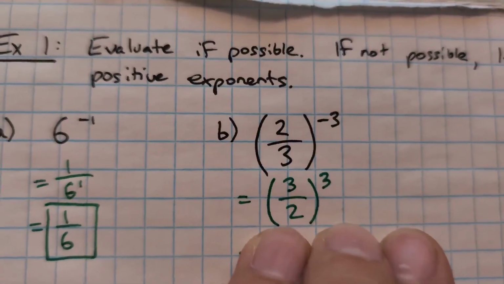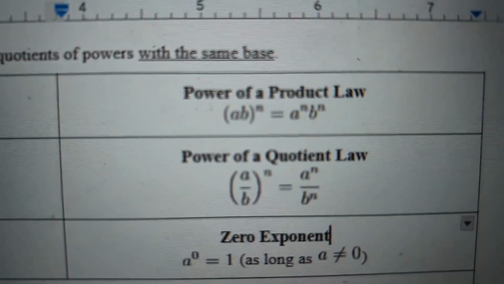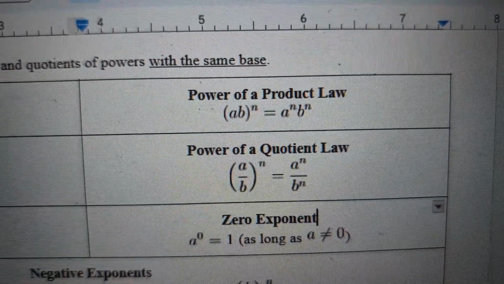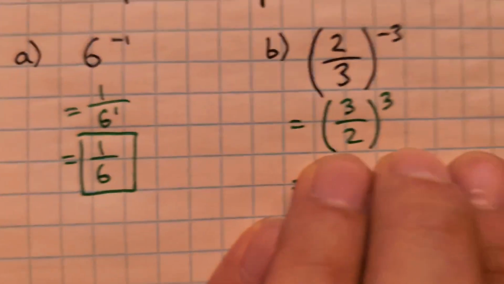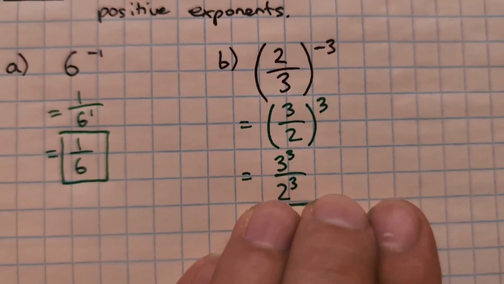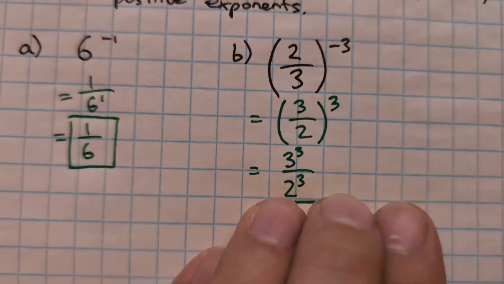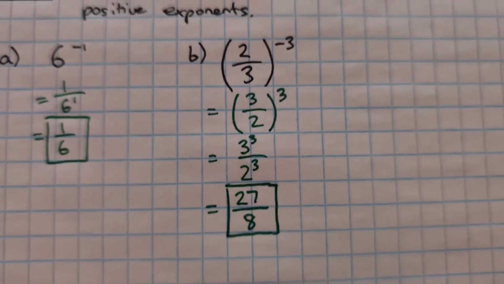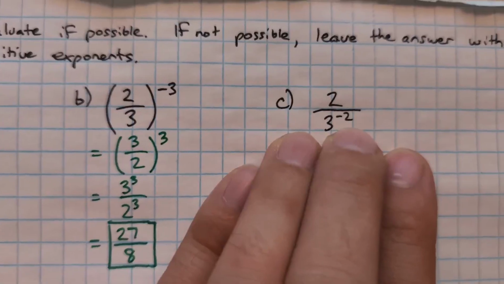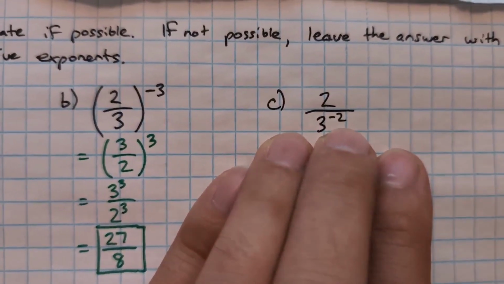Now we have a fraction to an exponent. We can use this power of a quotient law and apply that power to both the top and the bottom. So 3 cubed over 2 cubed, and 3 cubed is 27, 2 cubed is 8, so we get 27 over 8. Part C, 2 over 3 to the -2.